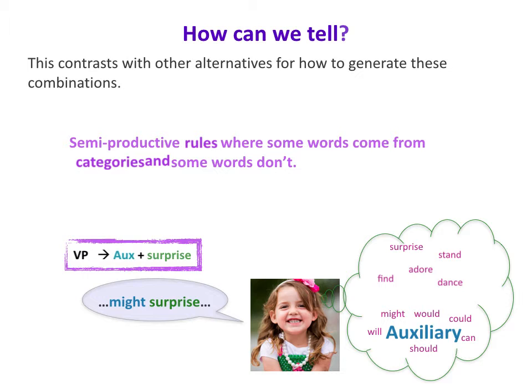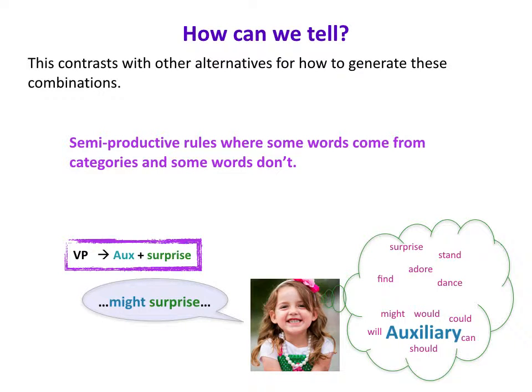This contrasts with other alternatives for how to generate those word combinations. So you might, for example, have a semi-productive rule, right, where some words come from categories and some words don't. So the example here, the might surprise phrase, might be coming from the category of auxiliary, and so the child's representation mentally includes an auxiliary category, but surprise might just be a word all on its own. It's not collected together with other verbs, right? And so to create might surprise, you take the auxiliary might and add it to the word surprise, right?